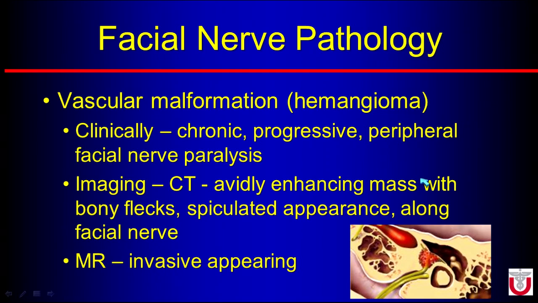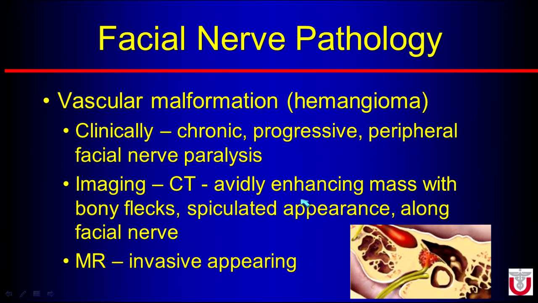So next is a vascular malformation or a venous malformation that may happen along the facial nerve. It was classically described as hemangioma. Hemangioma is one of those grab bag terms we use to describe all kinds of different things in the body. But some of these are actually lesions that are vasoformative with osteoblastic activity, and this is one of those. So clinically, they may show up with chronic progressive facial nerve paralysis.